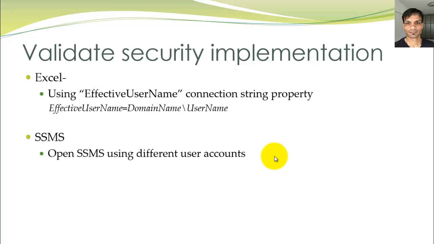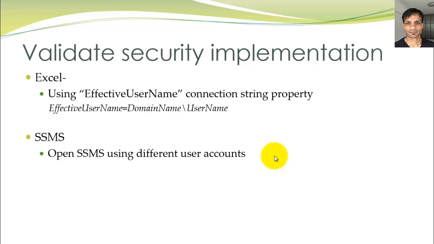As I said in my previous video, the best way to validate security is by using the effective username connection string property in an Excel pivot table, but it requires that the username must be a domain user and not just a workgroup user. My laptop is not connected to any domain, so I cannot use this method. In this video, I will be using SSMS to validate security.